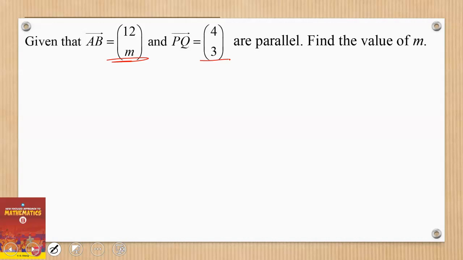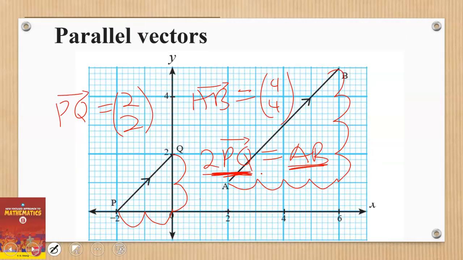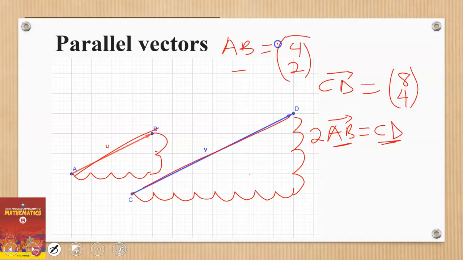If they are parallel, then it means that either AB is a scalar multiple to get PQ, or the other way around. Another way of defining two vectors to be parallel can also be like this. Let's go back to these two vectors. Look at these two vectors. We say they are parallel.